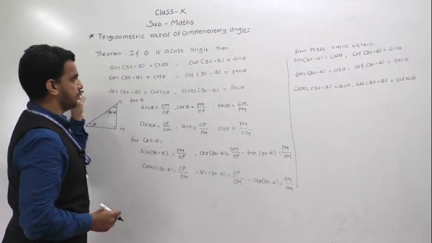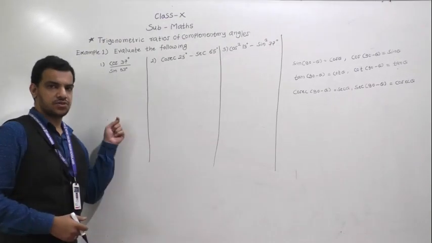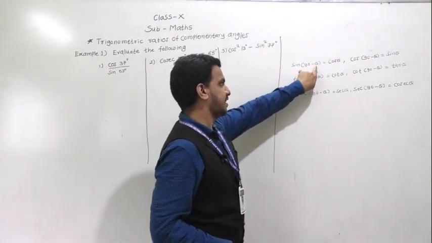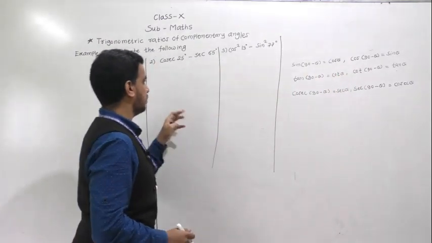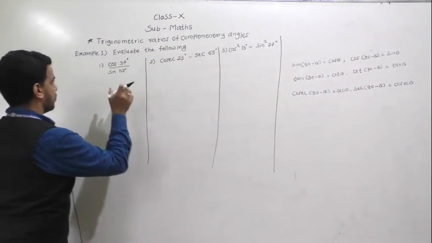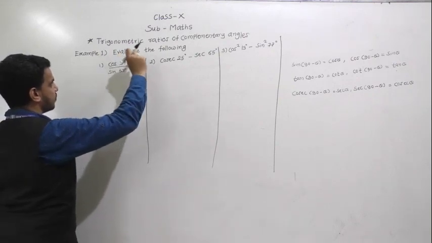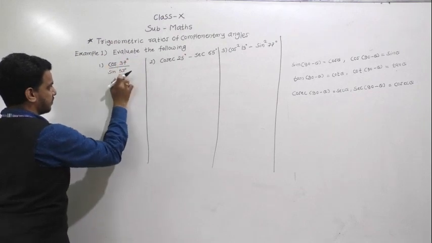Now we will solve examples based on this. Here I am keeping this value: sin 90 minus theta is cos theta, cos 90 minus theta is equal to sin theta. So by using this we have to solve examples. First one is: evaluate the following, cos 37 degree upon sin 53 degree.